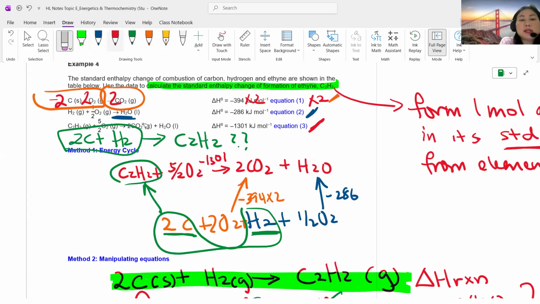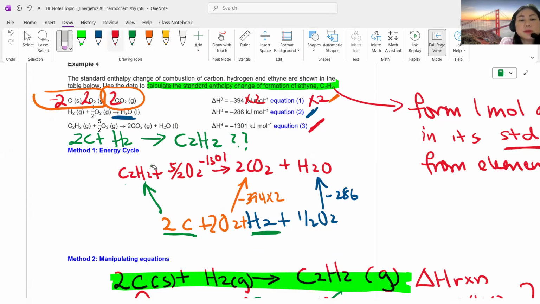So what's the value on this arrow? I don't know. That's what I'm supposed to find. So I'll just put a question mark. So I finished my cycle. Of course, you may not like my cycle, right? So let's double check and see whether it's balanced.